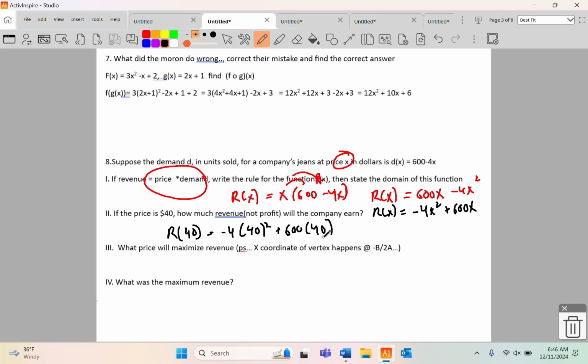Yeah. So anyways, this is 1600. So we got a negative 4 times 1600. And this will be plus 24,000. So that would be negative 6,400 plus 24,000, which is 17,600.